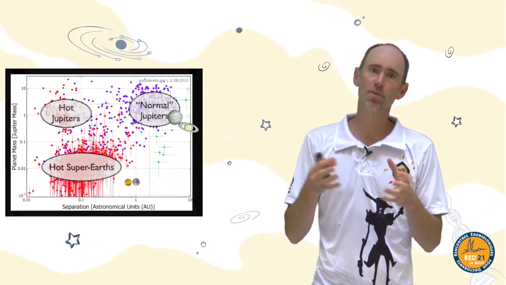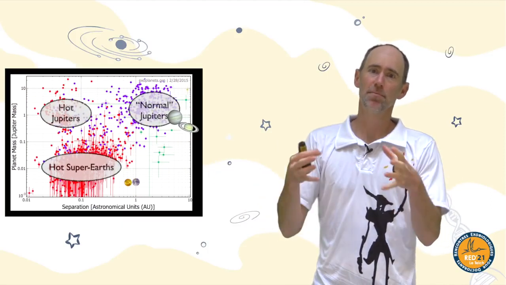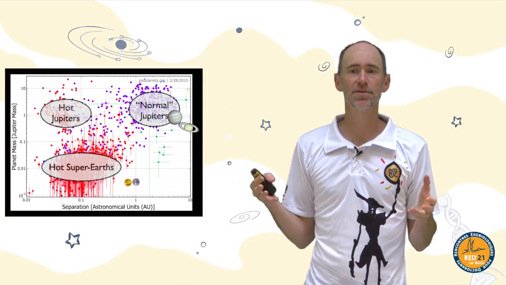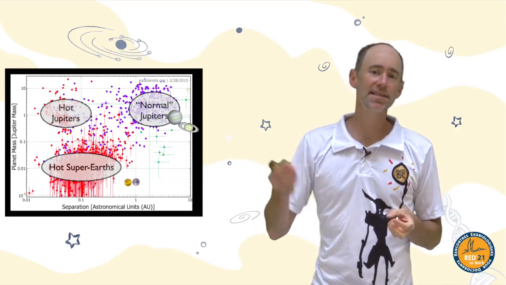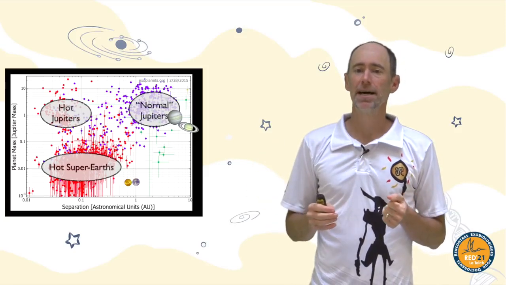Further out are the, quote, normal Jupiters, the wider separation Jupiters, planets that are Jupiter's size or mass that are further from their stars. And our Jupiter is kind of part of that group. And those are found typically with only one technique because it's easier to find them.